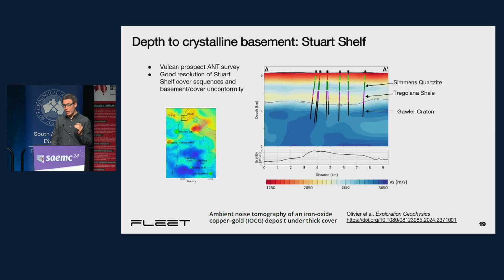But interestingly, even in the sedimentary rocks themselves, the quartzites versus the shales, they show up with a different velocity response. Well, not surprisingly, they're different rock types, they have a different velocity response. So this is a really great example.